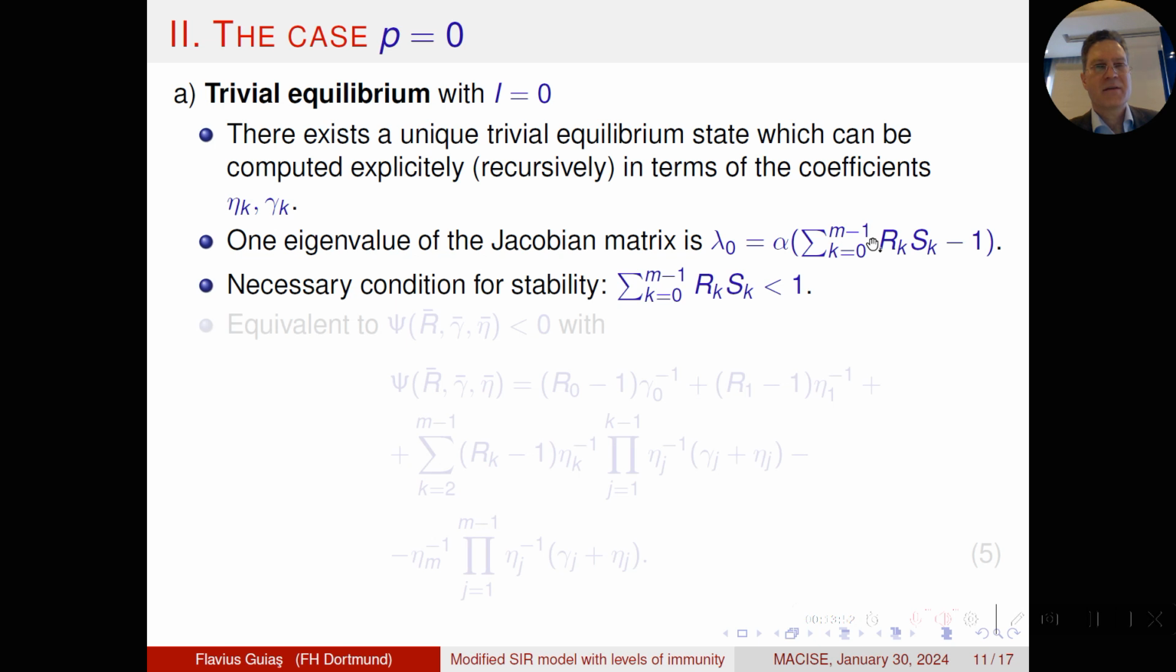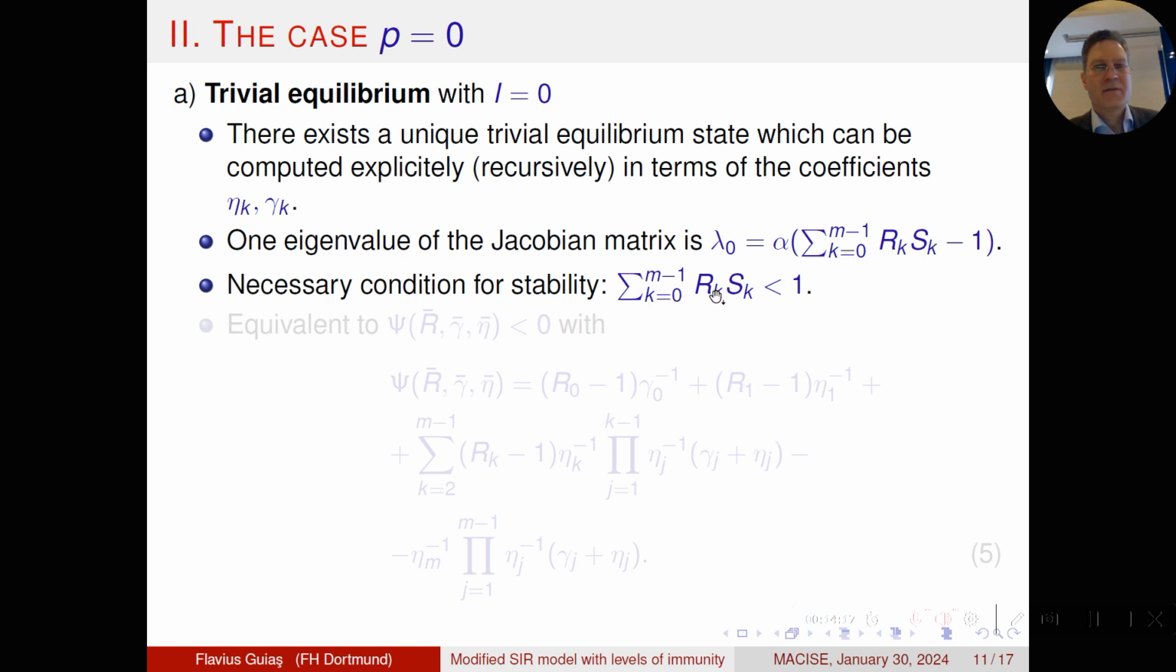And for the stability of our equilibrium, it's necessary that this eigenvalue be negative. This is a real number here. This is a real eigenvalue, and of course, all eigenvalues should have negative real parts. So this eigenvalue should be negative in order to be a necessary condition for stability. Of course, the other eigenvalues should also have negative real parts, but we concentrate for the moment only on this one.